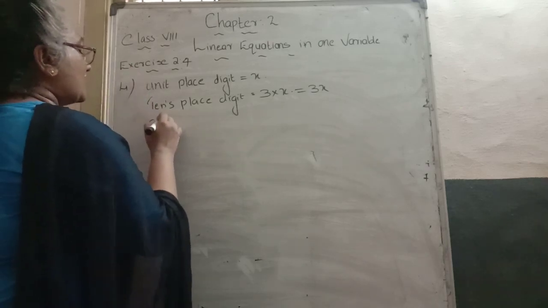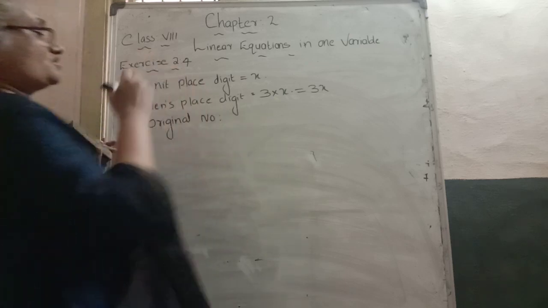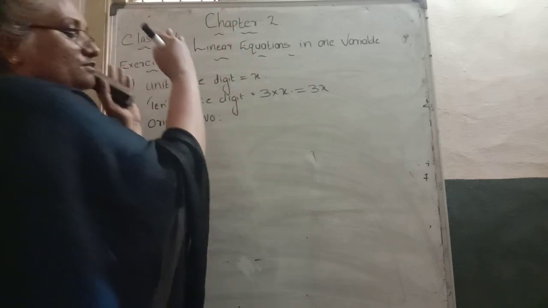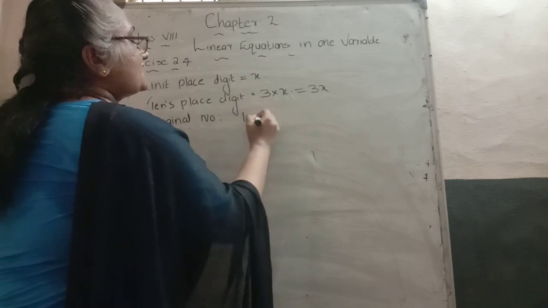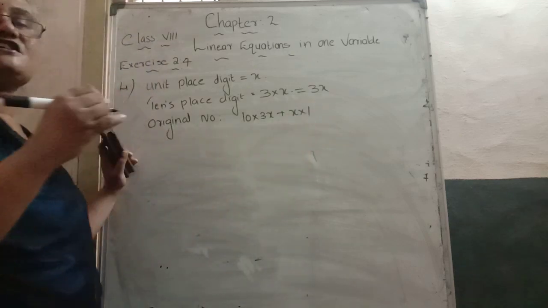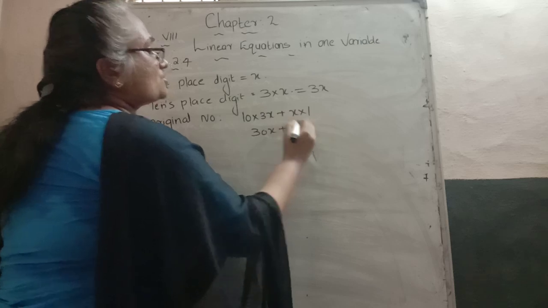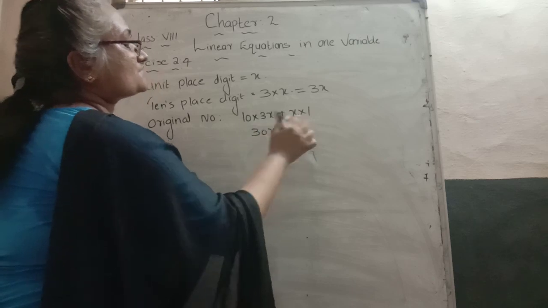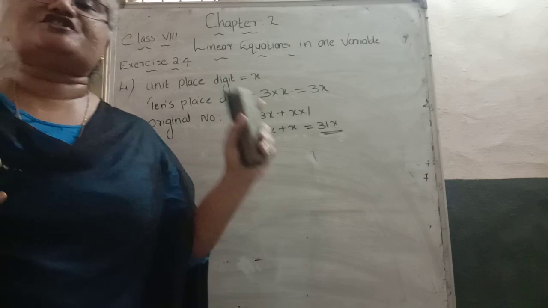Next, our aim is to find the original number. In all questions we first find the original number. How to find it? For a 2-digit number, the place values are tens and ones places. Which number is in the tens place? 3x. The unit place digit x has place value 1. So 10 into 3x becomes 30x, plus x into 1 becomes x. Here the coefficients of like terms are 30 and 1. 30 plus 1 becomes 31x, our original number.